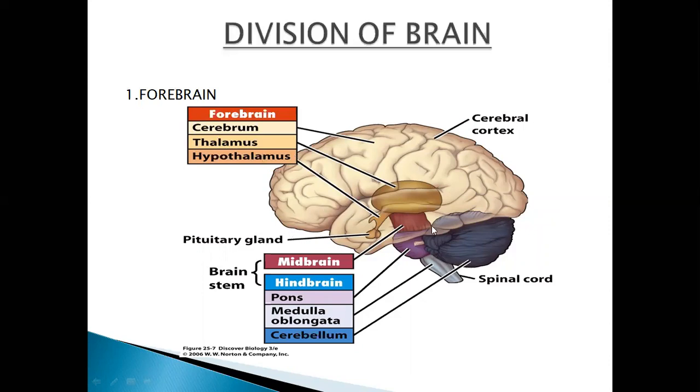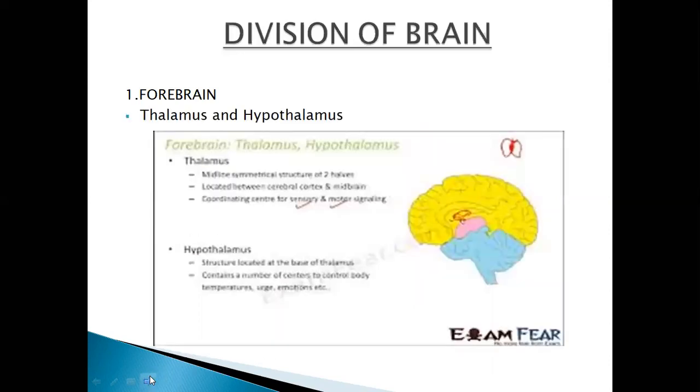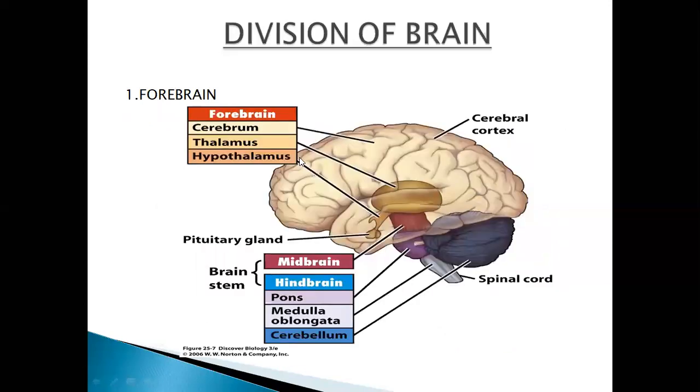Next are the further divisions. We will see them later, but our first discussion will be about these 3 parts: the thalamus, hypothalamus, and cerebrum. Let's start with the forebrain, thalamus, and hypothalamus. The first part is thalamus, this one, right? And what is its function? Thalamus lies just below the cerebrum. You can see from this picture, fine. This is the thalamus part, right? And you can see that it just lies below the cerebrum. This is the cerebrum and it is below the cerebrum.